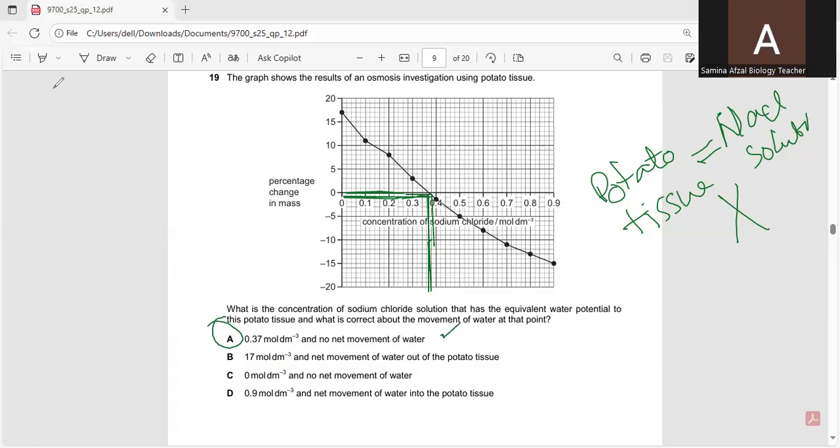Whereas in the other option, net movement of water out of the potato tissues, no, there should be an equal value. When there is equal value, there will be no movement, and this point lies on the line 0. So 0 and no movement of water, no, it will not be 0. 0 will show the minus 20 value. So is it no? 0.9 is there. Again, there is a negative value over here. So we will go with the A option. A option is the correct option.